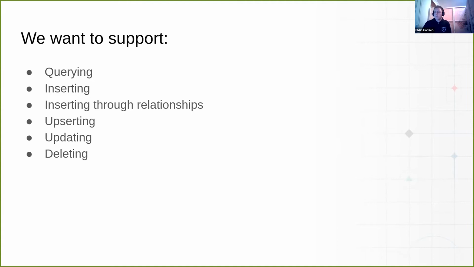So we want to support querying, inserting through relationships, upserting, updating, and deleting, to enumerate all of that. The status is that currently we can do querying and inserting and updating and deleting. Updating just landed last night on CI. We're currently working on upserting. I can show you what the schema is going to look like, but it doesn't execute yet. And inserting through relationships is on the plan, but we haven't quite gotten to it yet.